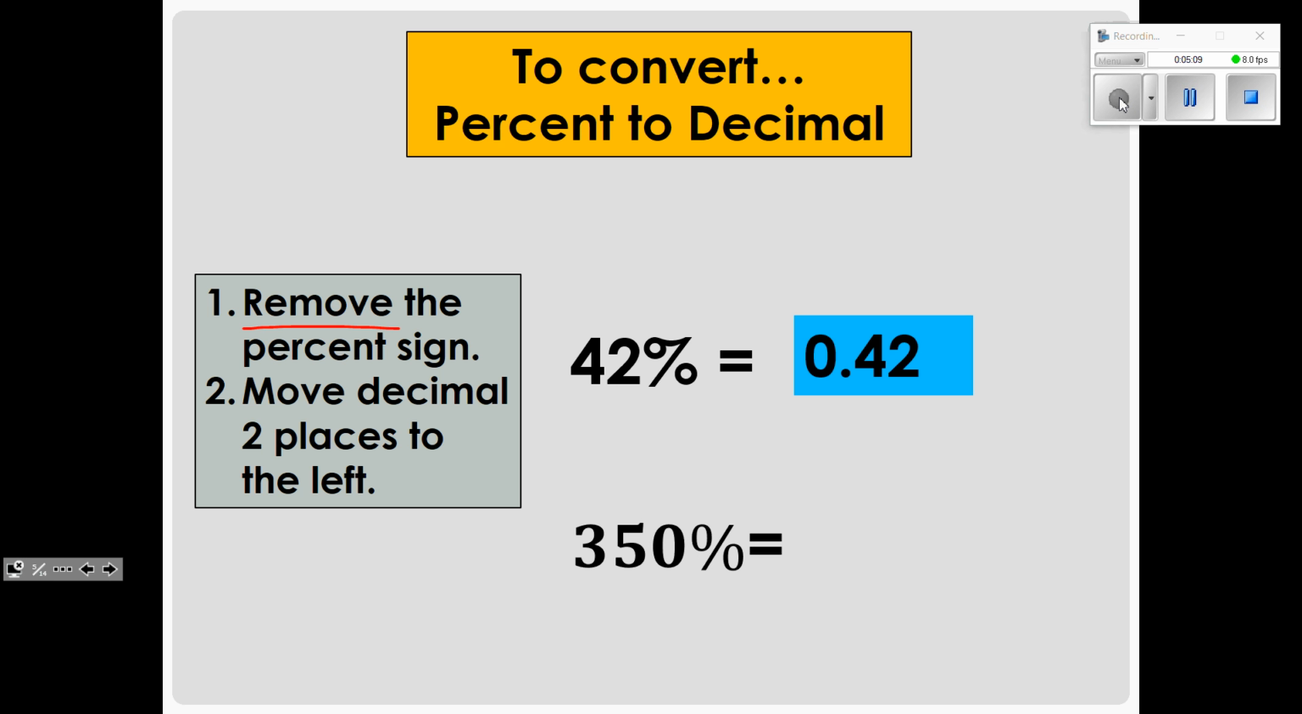350%, right now the decimal is at the end. If you move it 2 places to the left and remove the percent sign, you would have 3 5/10. So sometimes it's going to be larger than a whole. It's going to be more than 1.